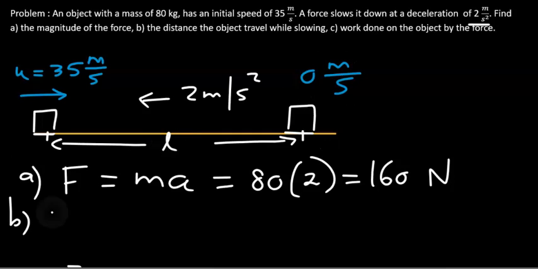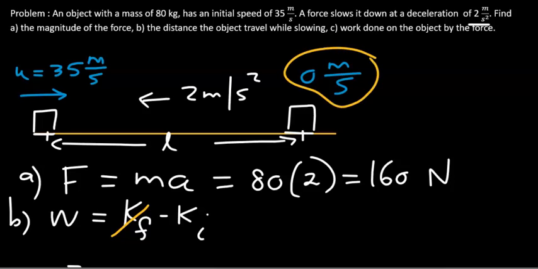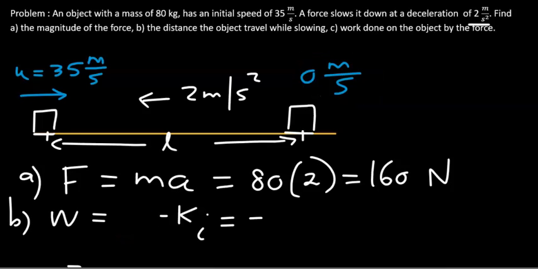We can use the work-kinetic energy theorem to solve this problem. Work-kinetic energy theorem says work done by a certain force equals the change in kinetic energy that results. The final kinetic energy minus the initial kinetic energy. Now we know the final kinetic energy is 0 because at the end it comes to a complete rest. So when speed is 0, kinetic energy is 0. The initial kinetic energy is minus. Minus is from the difference that we talked about earlier, which is part of the work-kinetic energy theorem.